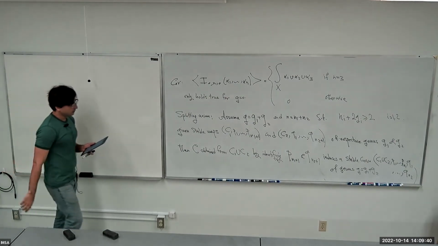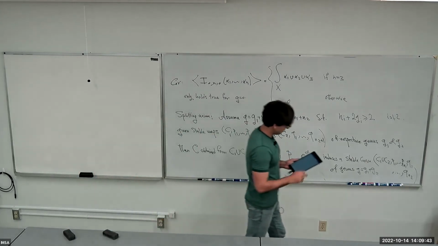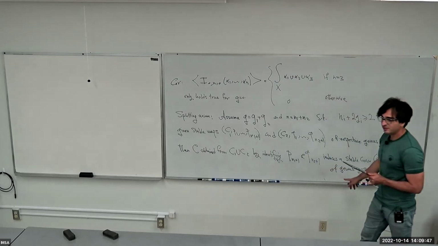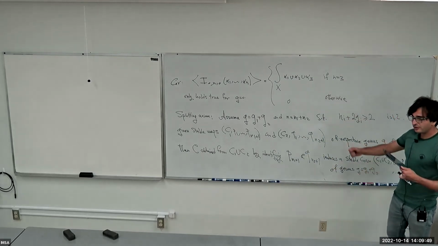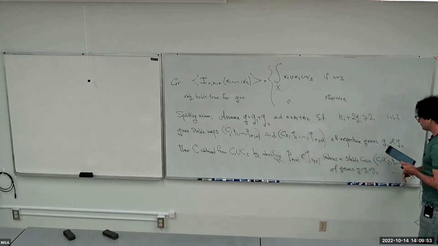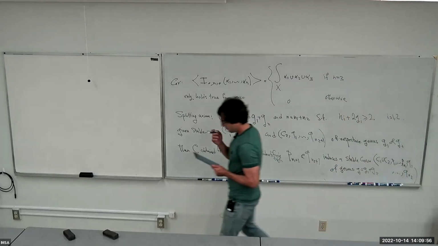All right, so that's that. This is because of the stability, because when you separate them, you need more mark points. So, and you collapse, one of them goes away. So hence we obtain a map.